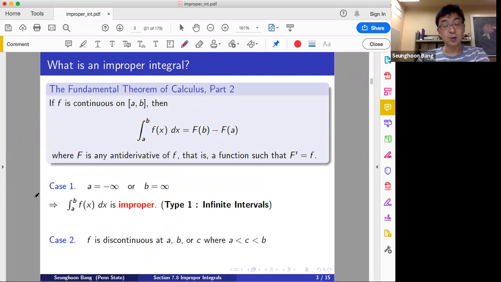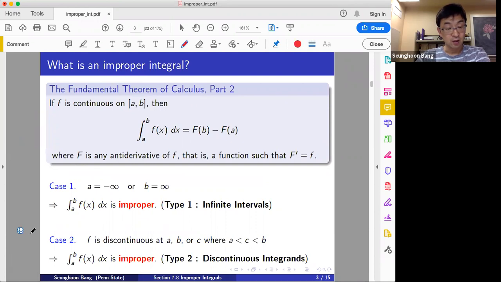Second case, the function f is discontinuous at a, b, or c, where c is between a and b. The integral from a to b of f of x dx is improper. It's type 2. This is a discontinuous integrand, right? The function f of x is discontinuous. This is the second type of improper integral.